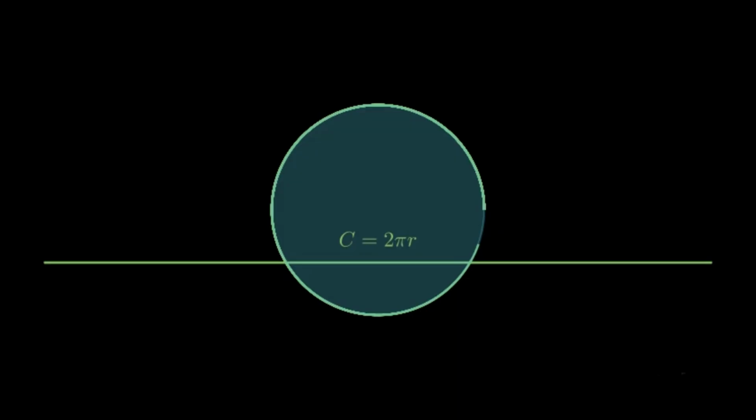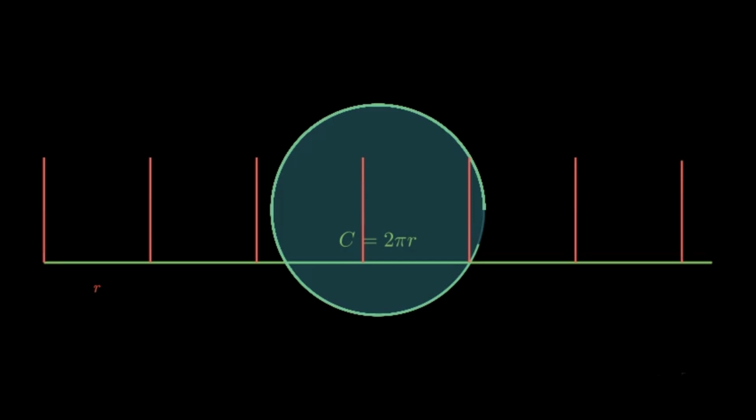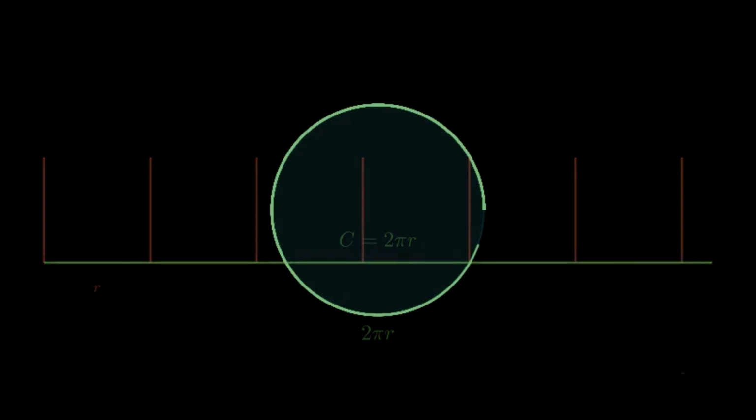But to really understand what this means, let's see how many radius lengths we can fit along this line. Let's mark out segments along our line, where each segment has exactly the same length as the radius. The first segment is labeled r to show it equals 1 radius length. Amazingly, we find that we can fit exactly 2 pi radius lengths along the circumference. This is why the formula is c equals 2 pi r. The circumference contains exactly 2 pi copies of the radius placed end to end.